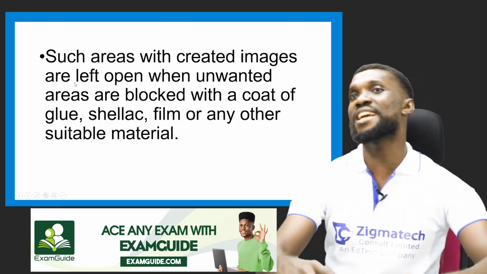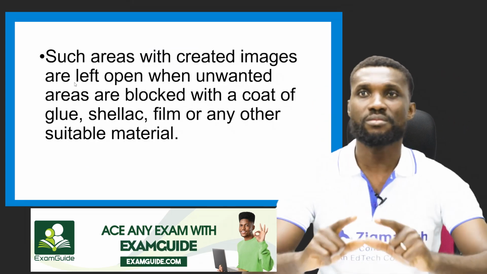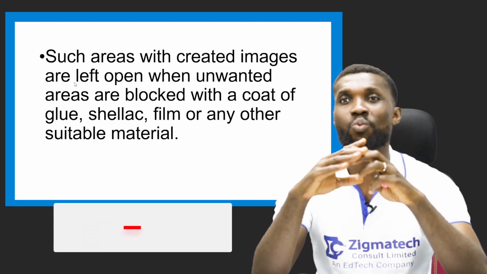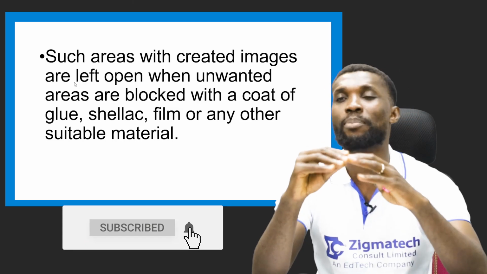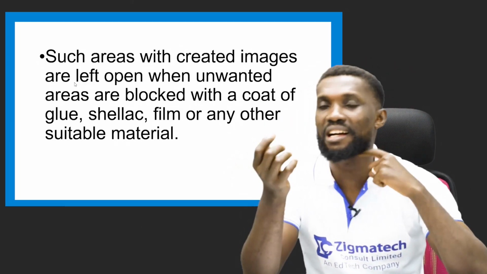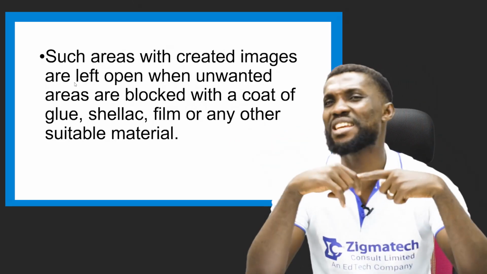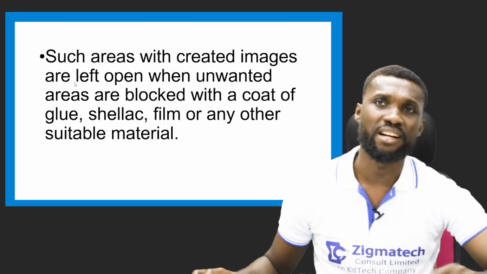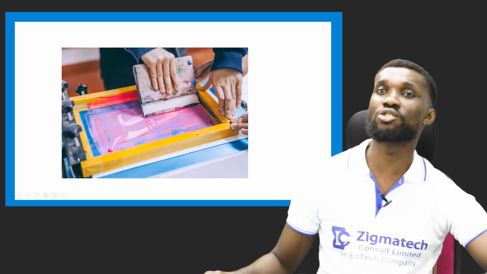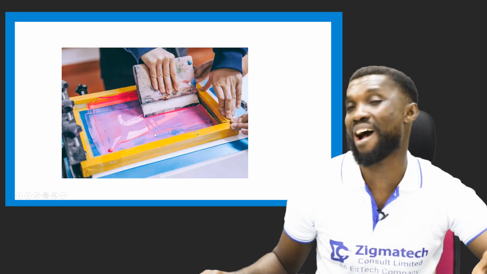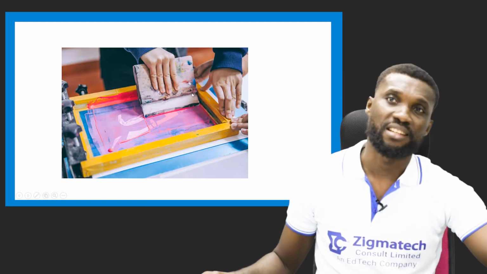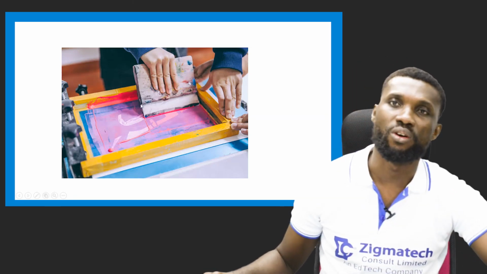So, such areas with created images are left open while unwanted areas are blocked with a coat of maybe glue, silica, film, or any other suitable material. There is no limit on the kind of material you can actually use in doing that. So this is just another diagram of how silk screen printing is being done. You see, you press and then you drive your color through it.